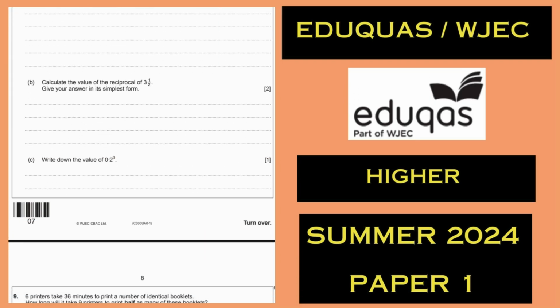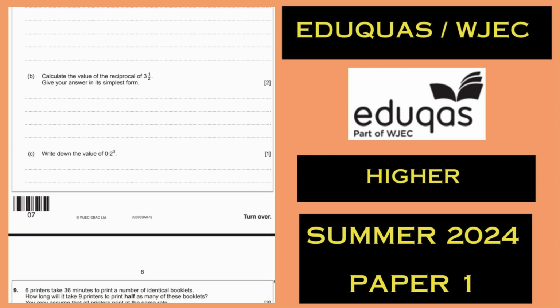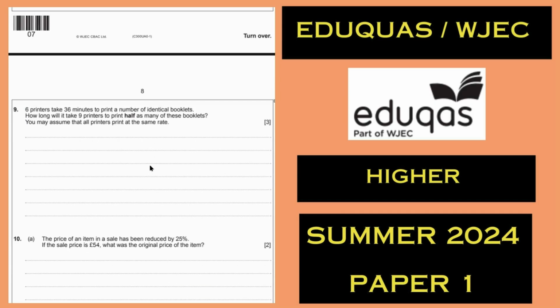Part B, reciprocal. That means numerator becomes denominator and so on. In other words, you flip it, but you can't do it while it's mixed. So job 1, change it to top heavy or improper, and then you reciprocate it. You flip it upside down, and you're done. Part C, anything to the power of 0 is 1. Don't even waste any more time on that.